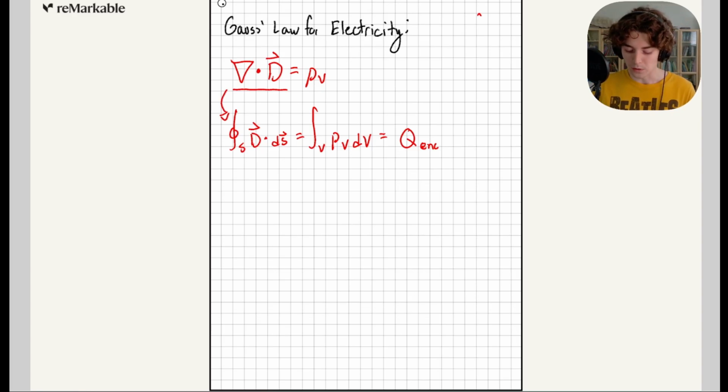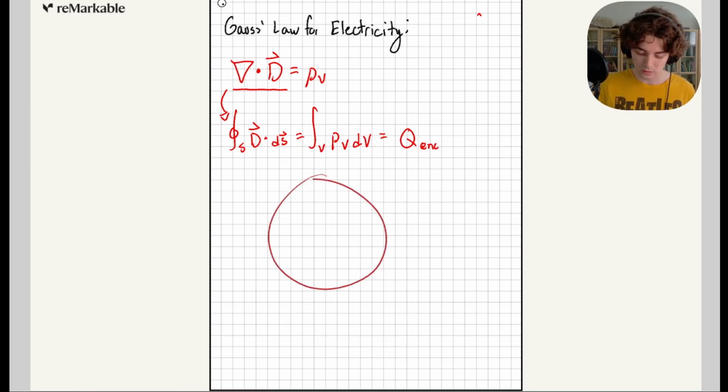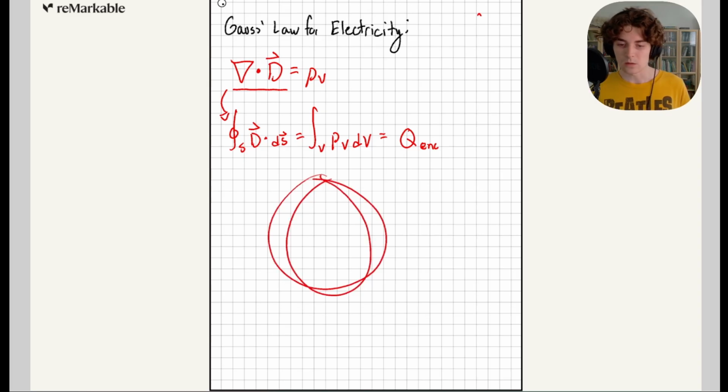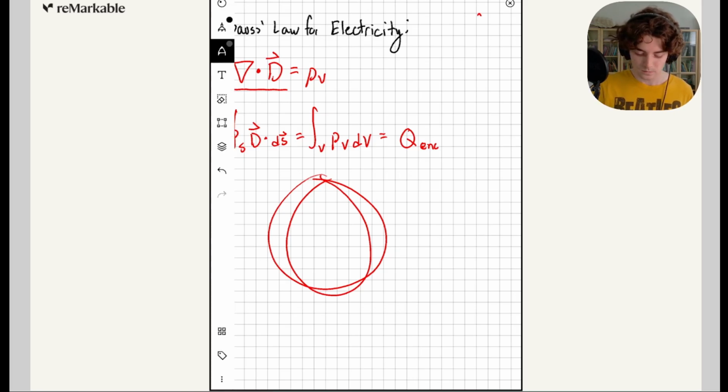Because what is the volume integral of the charge density in a volume? Well, it's just the charge enclosed. And this is how we learn that the amount of electric flux density going through an arbitrary surface is equal to the charge enclosed within that surface. Right?